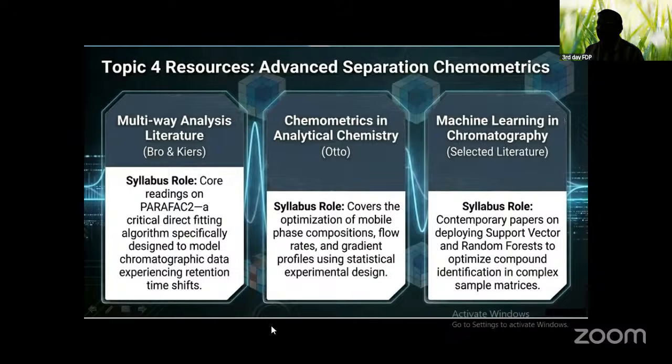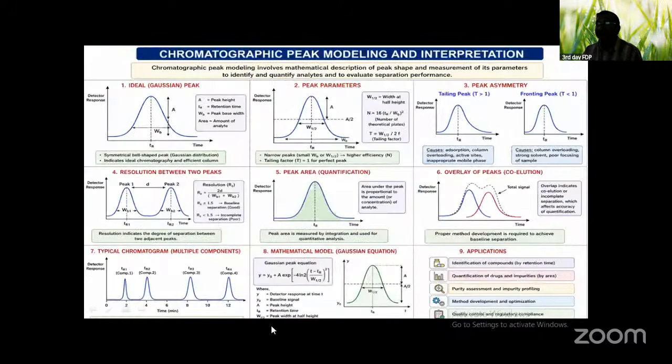The role in the syllabus covers the optimization of mobile phase compositions, flow rates, and gradient profiles using statistical experimental design. Machine learning in chromatography should be derived from the literature. The role of the literature is contemporary papers on deploying support vector machines and random forests to optimize the compound identification from complex sample matrices.